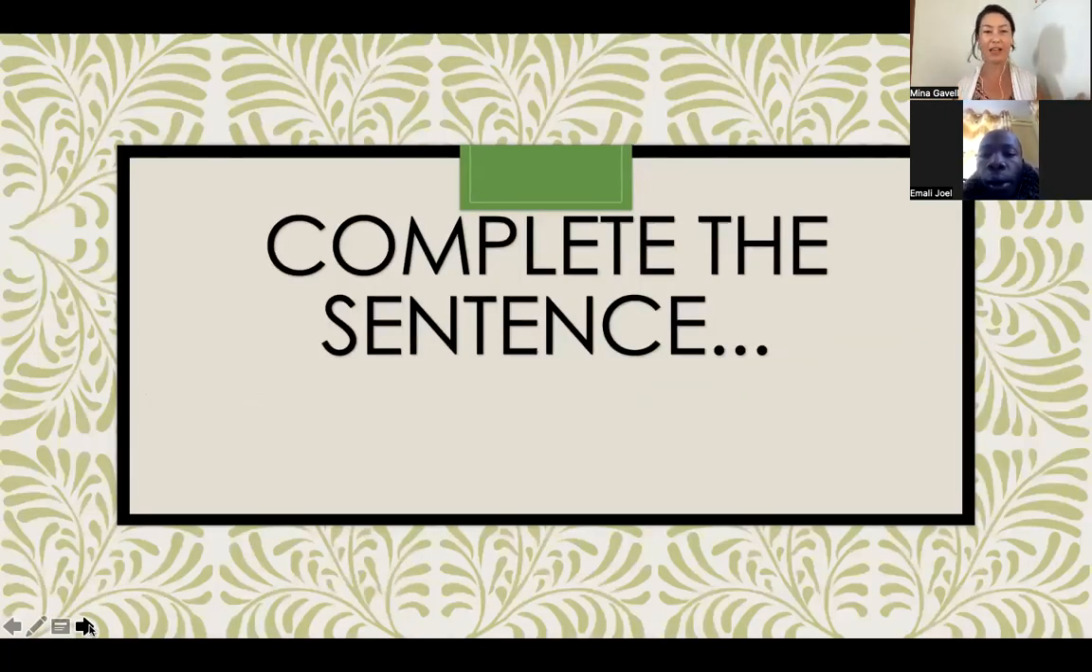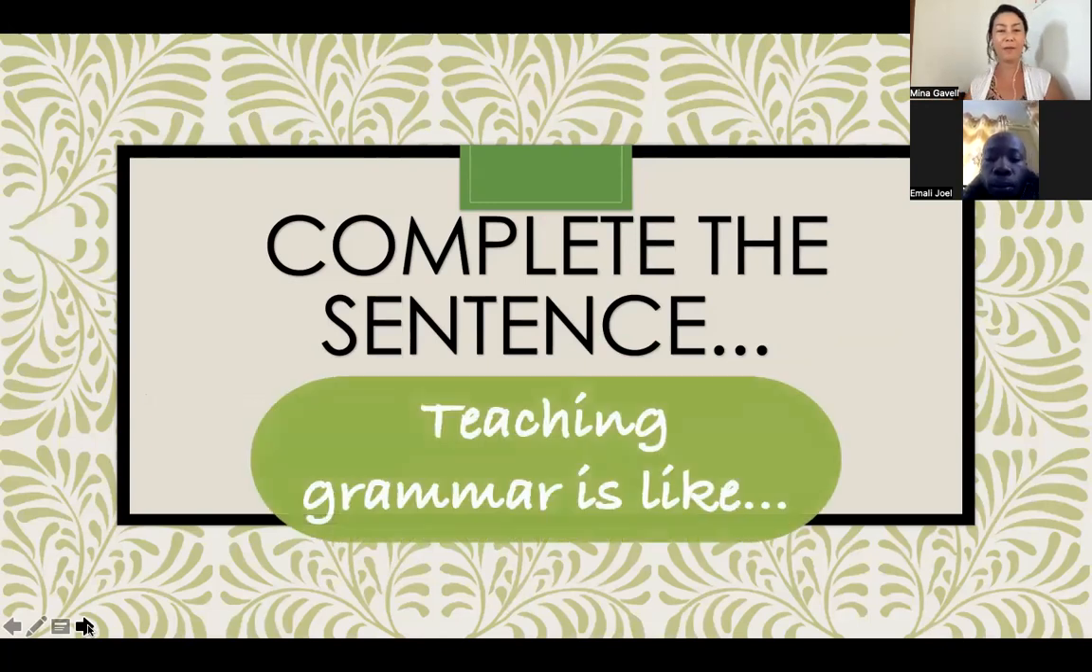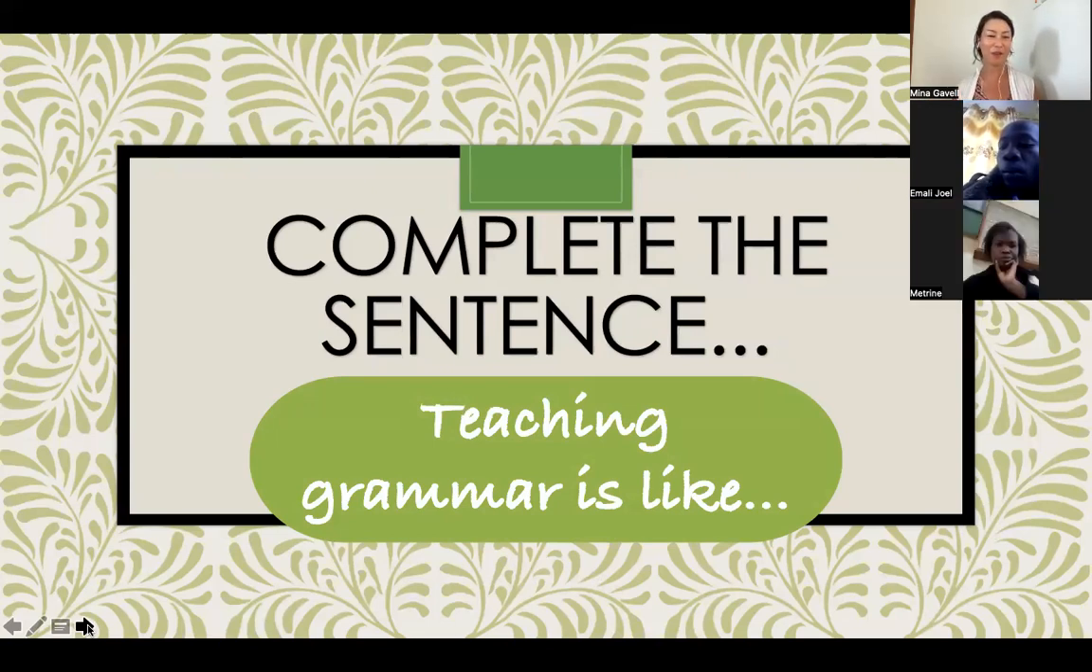So before we really get into it, I was hoping that you all could complete this sentence. You can do so in the chat, or you can raise your hand to speak. Teaching grammar is like, this will give me a feeling for how you all feel about teaching grammar. If you find it positive, negative, interesting, boring.